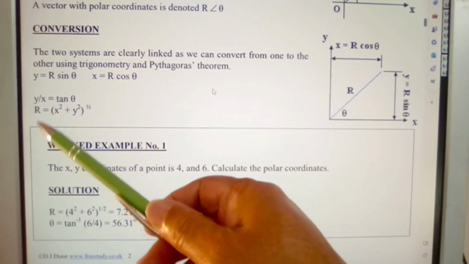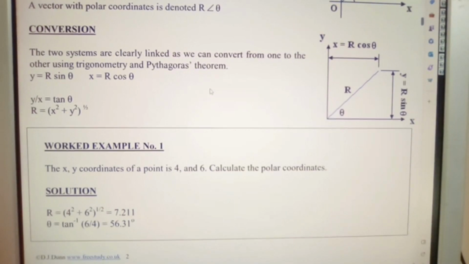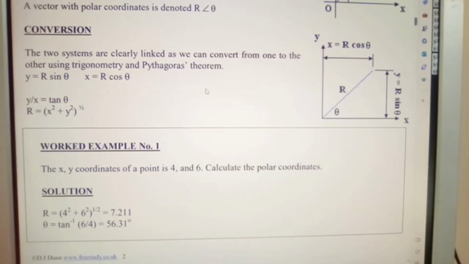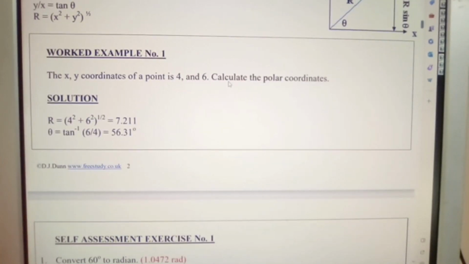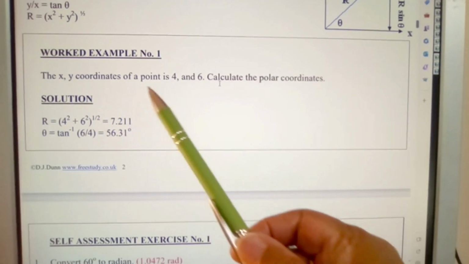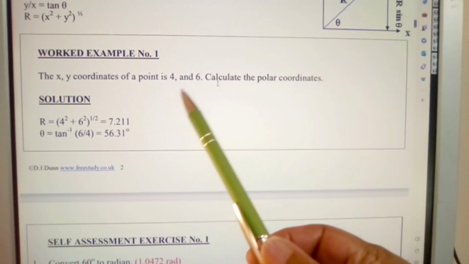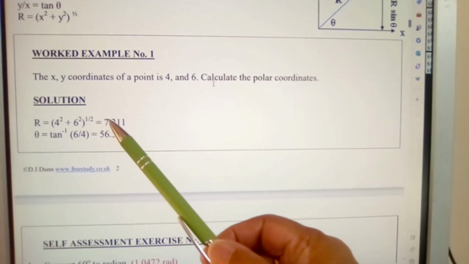And here you have r equals x squared plus y squared raised to the power of a half. Okay. Now work example number 1. The xy coordinates of a point are 4 and 6. Calculate the polar coordinates. And here is your solution.